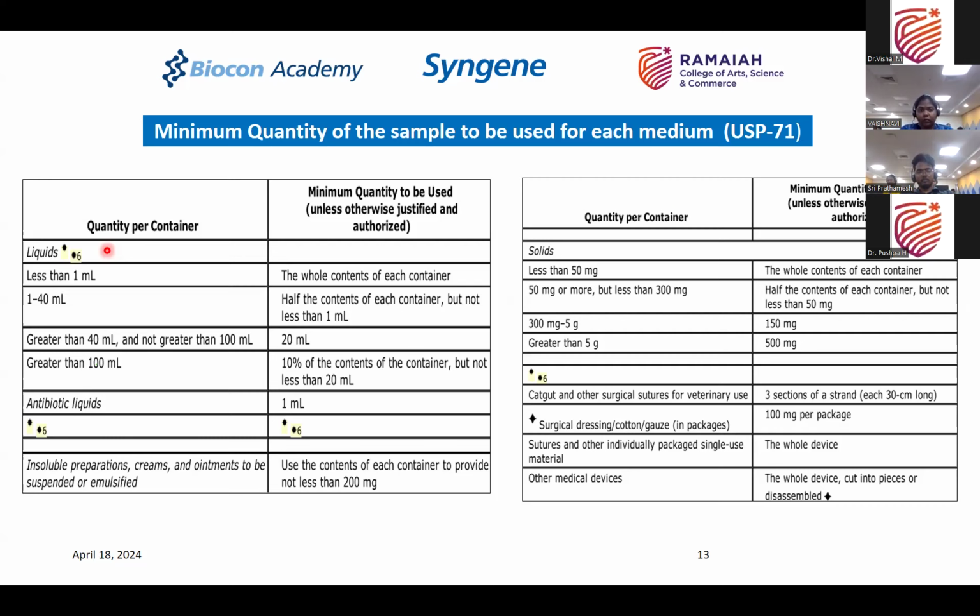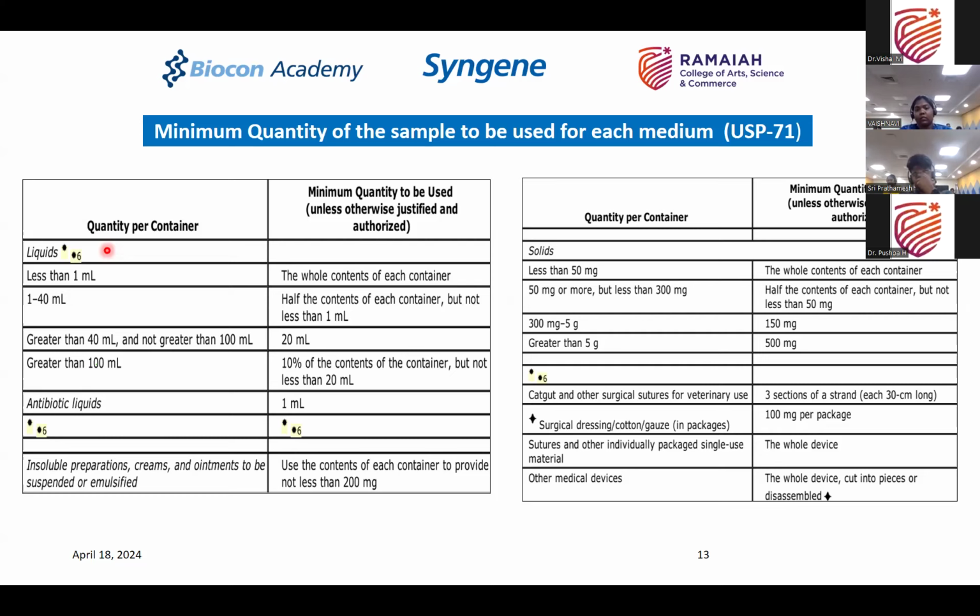So if it is greater than 5 grams, for example, if that container contains around 5 grams of some powder or whatever it is, then out of that 500 milligrams has to be used. Only then is our analysis, whatever we are going to isolate of the microorganism, correct or not.